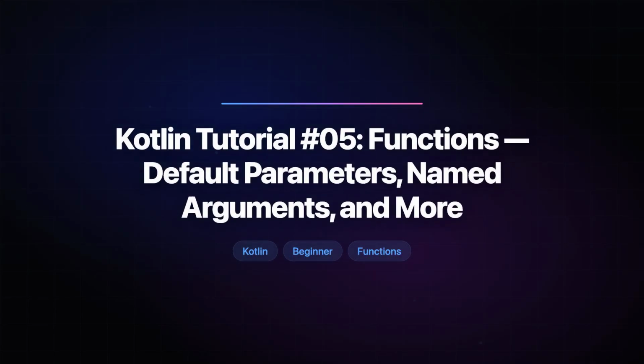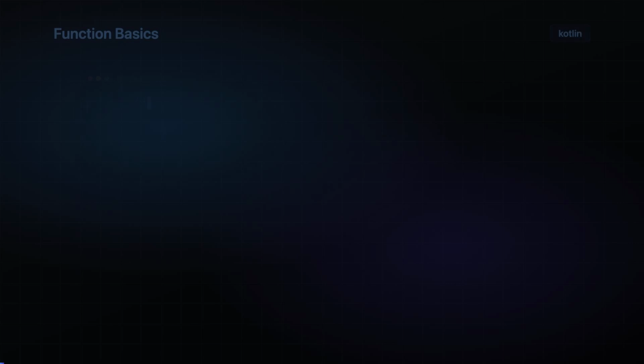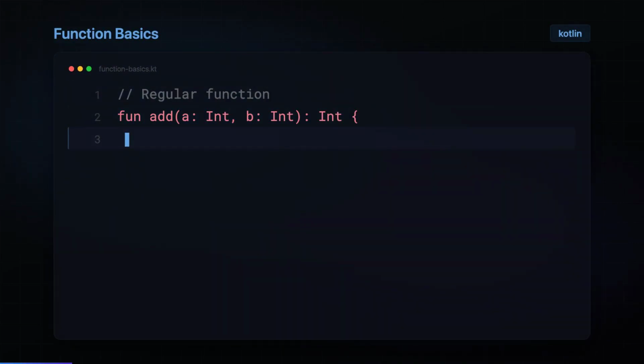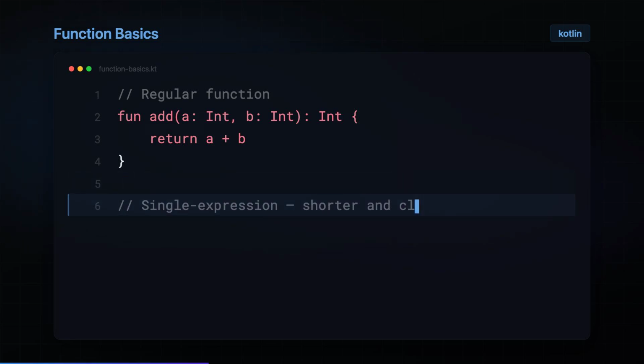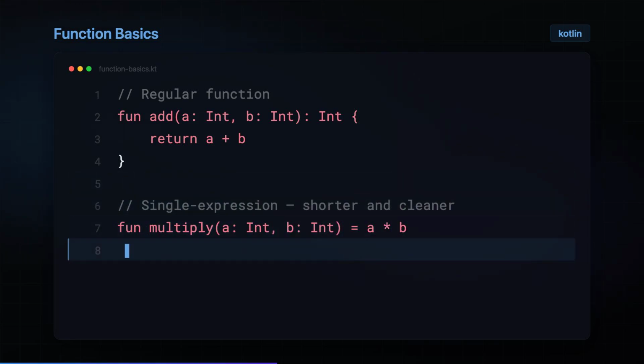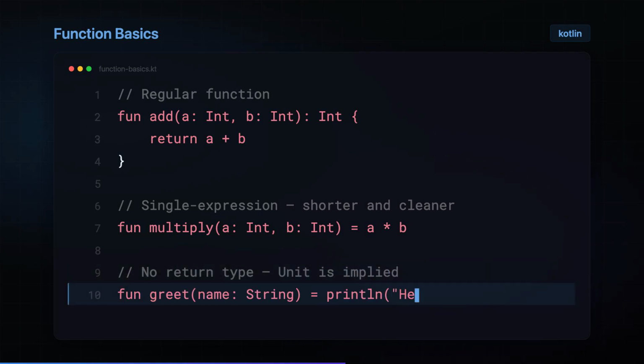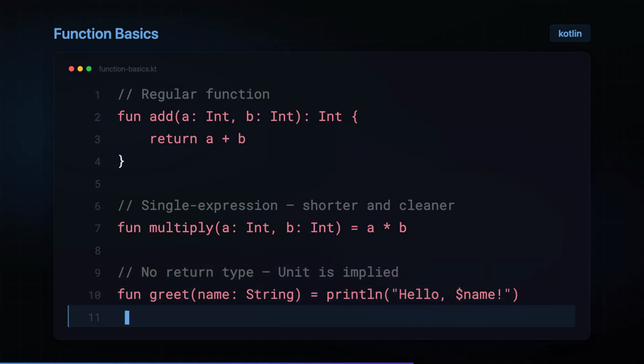Kotlin tutorial number 5, functions. Kotlin functions start with fun. Single expression functions skip the curly braces and return, use equals instead. Kotlin infers the return type from the expression, so you skip that too. In practice, single expression functions cut boilerplate for small utility functions by about 50%.